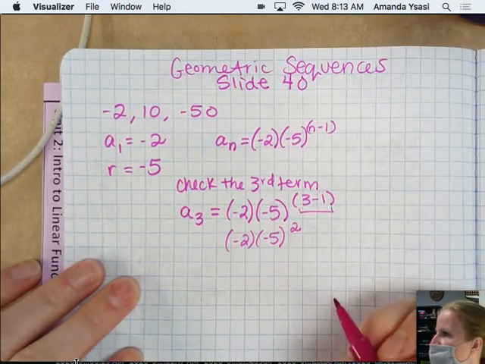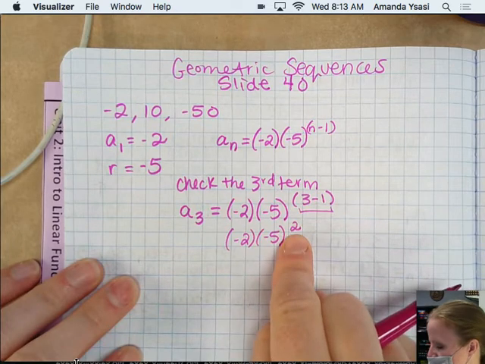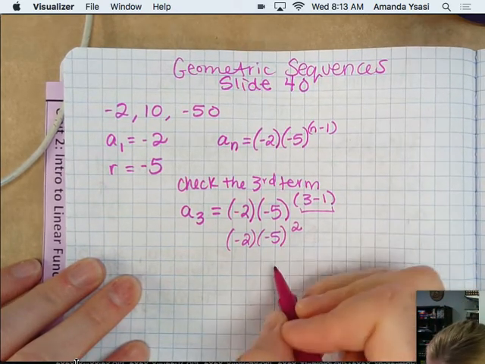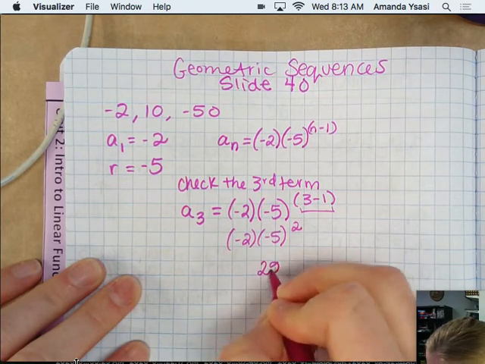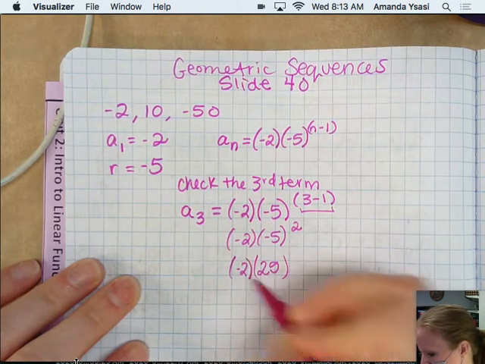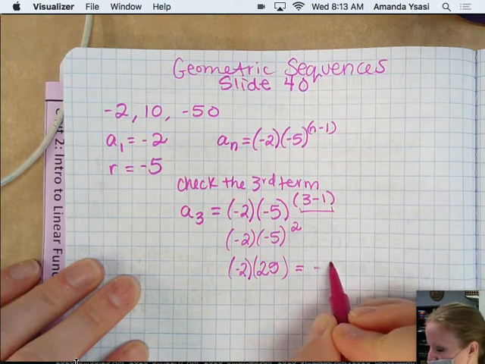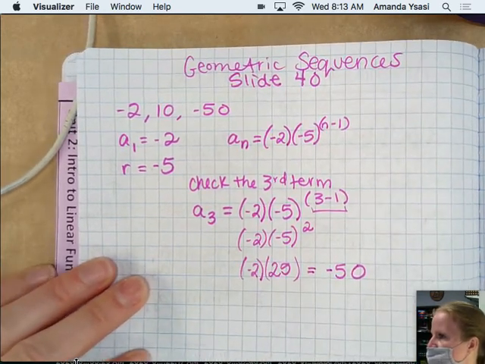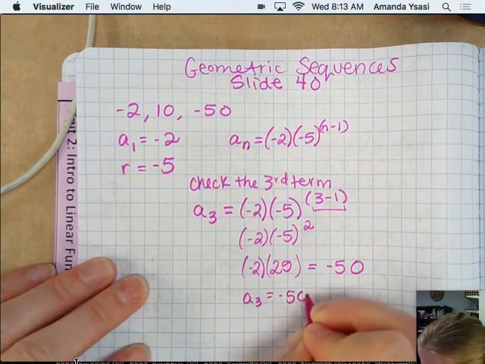So then order of operations next. Parentheses, now exponents. -5 squared. What is -5 squared? Positive 25, times the -2 equals -50. So A3 is -50.